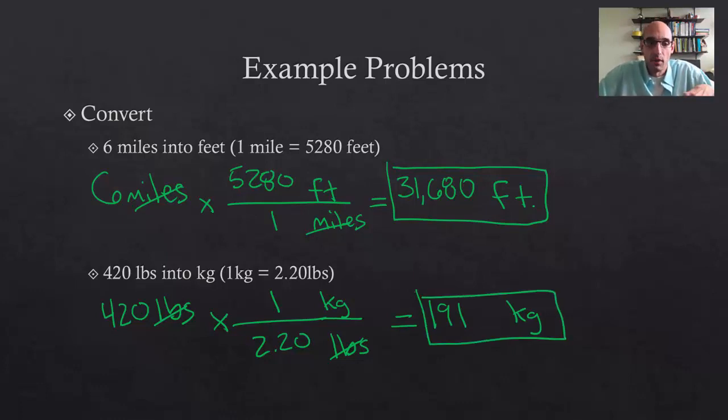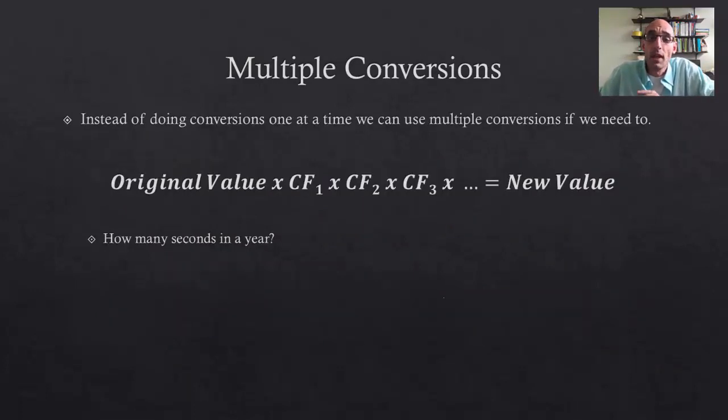Every single time, original number times conversion factor is equal to our new unit. 420 pounds, 191 kilograms, it's the same exact thing. Okay, so make sure you set it up that way every single time and you're not going to run into a problem. The next step, the multiple conversions.